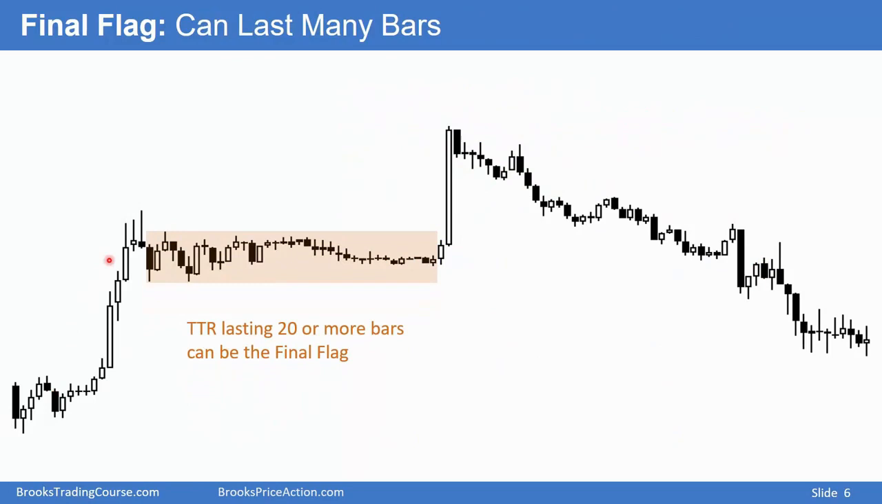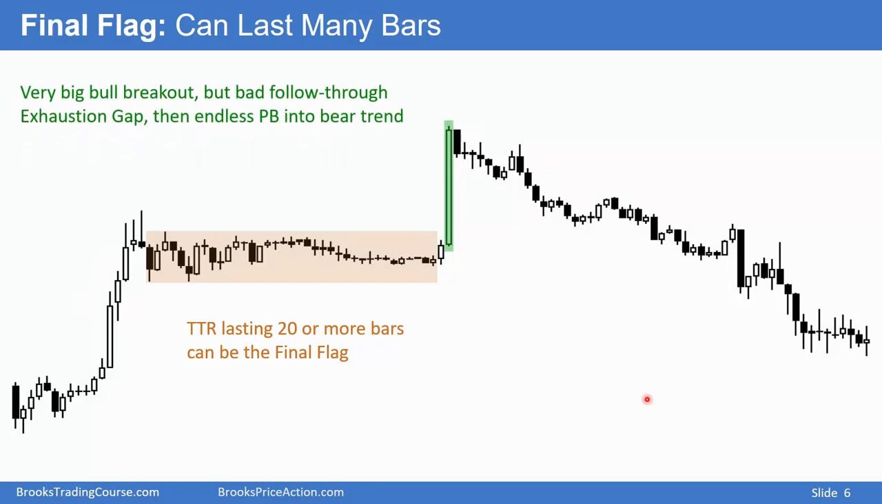We have a bull trend lasting 20 or more bars, and then a tight trading range. And a tight trading range late in a bull trend often is the final bull flag, and the breakout often fails and leads to a reversal down. A huge breakout above the tight trading range.